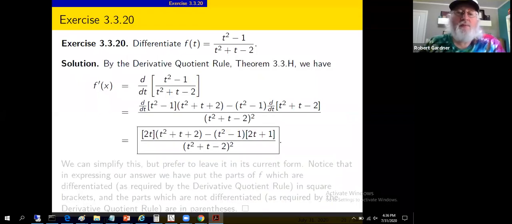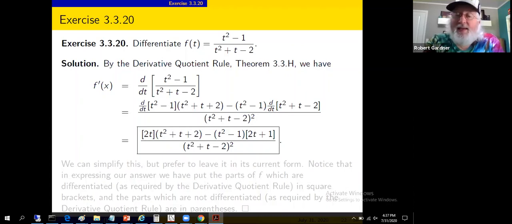Let's use it. Okay. Differentiate as a function of t, t squared minus 1 over t squared plus t minus 2. That's a derivative of a quotient. Quotient rule says derivative of the numerator times denominator minus numerator times the derivative of the denominator over the denominator squared. So use the quotient rule to write it like this. Hadn't differentiated anything yet. Let's differentiate now. So we need to differentiate t squared minus 1. That's 2t. Need to differentiate t squared plus t minus 2. That's 2t plus 1 plus 0. 2t plus 1. And there you go. Piece of cake.